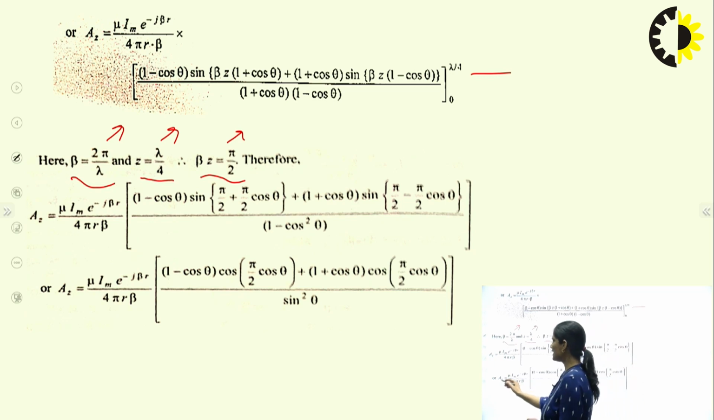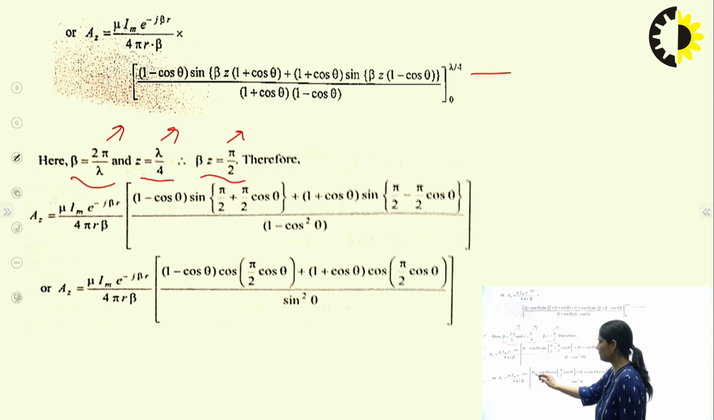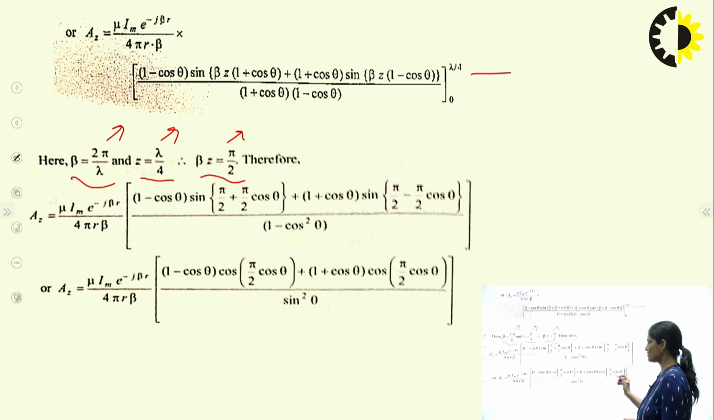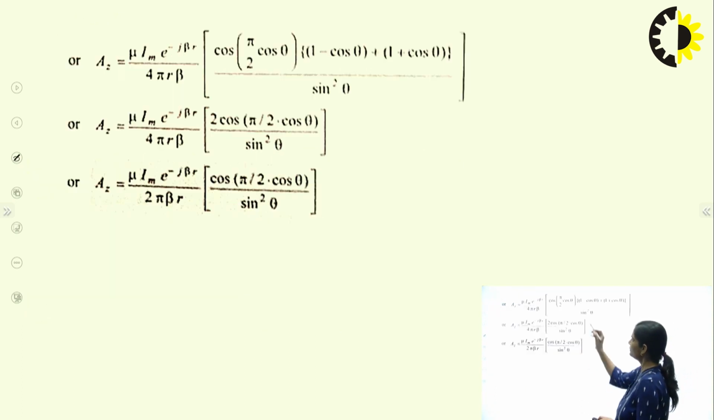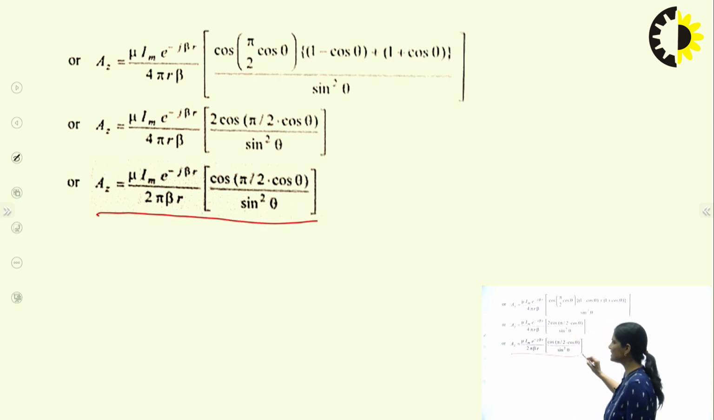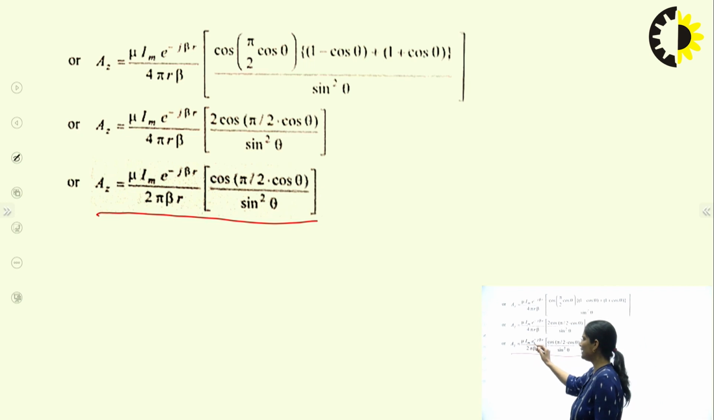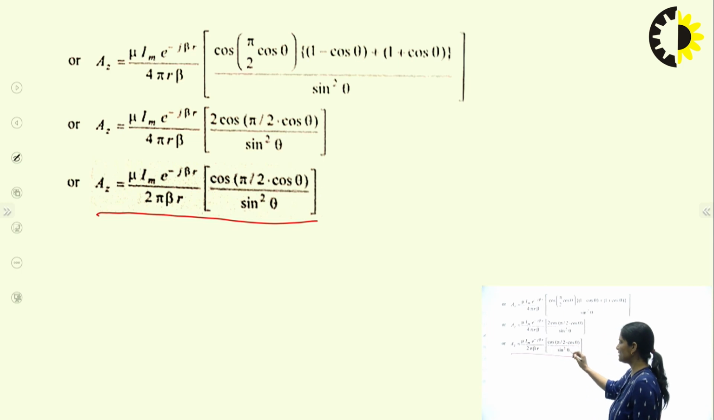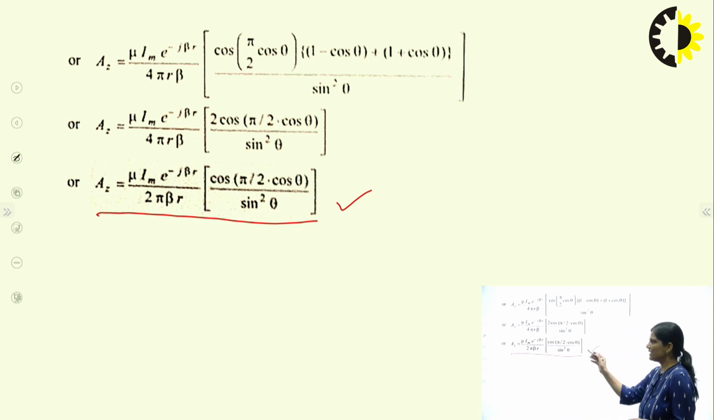So your equation is Az is equal to mu Im e to the power minus j beta r upon 4 pi r beta, in bracket 1 minus cos theta cos pi by 2 cos theta plus 1 plus cos theta cos pi by 2 cos theta upon sin square theta. Now when you get this equation, you can solve it and finally you will get Az is equal to mu Im e to the power minus j beta r upon 2 pi beta r cos pi by 2 cos theta upon sin square theta. So this is the value of Az. Finally, when you put all these values and integrate, you get this result Az.